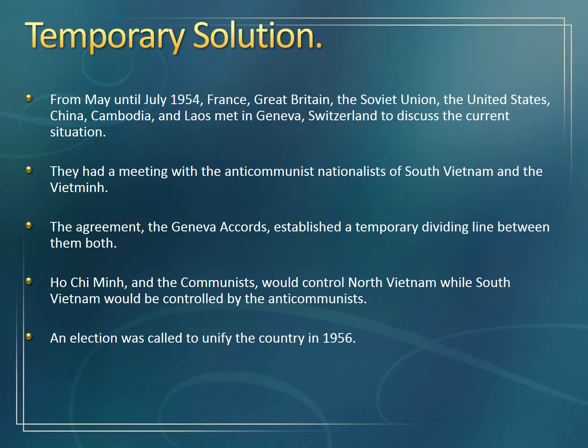Now, the agreement was known as the Geneva Accords, and this established the temporary dividing line between both of them at the 17th parallel. So North Vietnam was communist, and then South Vietnam was not. So like I said, Ho Chi Minh and the communists would control North Vietnam, while South Vietnam would be controlled by the anti-communists. And there was an agreement that there would be an election to unify the country in 1956.